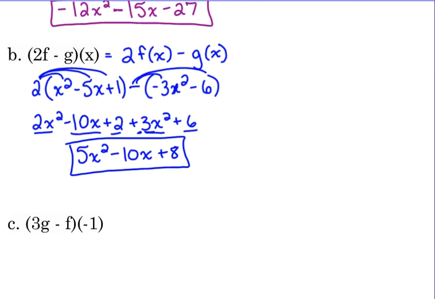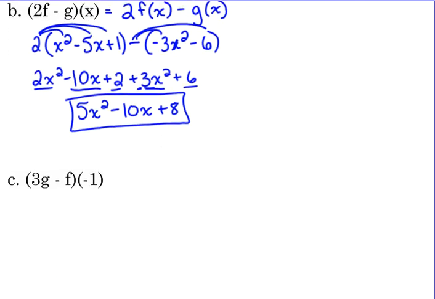Now, C is very, very similar, except instead of having that x there, we have a number. Same thing as what I just explained in B. We are not multiplying everything by negative 1. That is function notation, meaning we are going to evaluate it for negative 1, meaning we're going to plug negative 1 into those functions. Now, there are 2 ways that you can handle this.